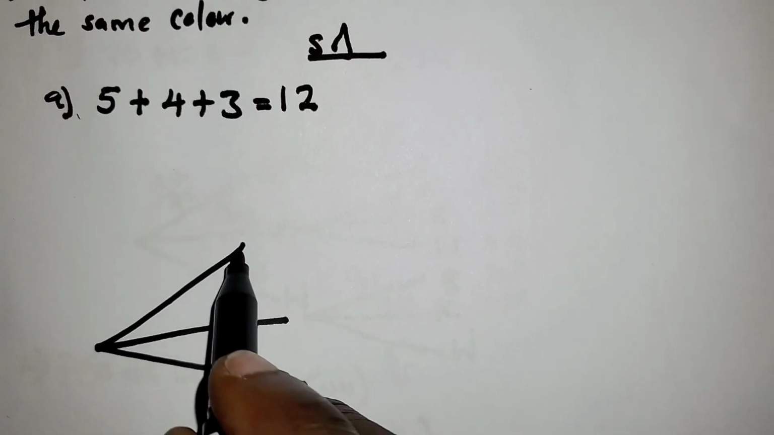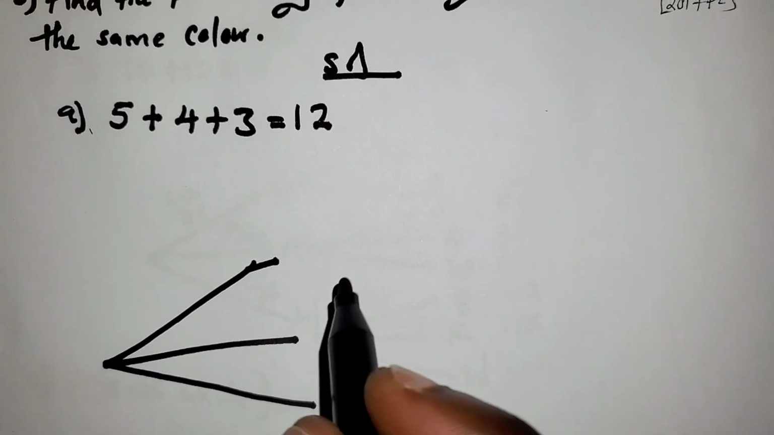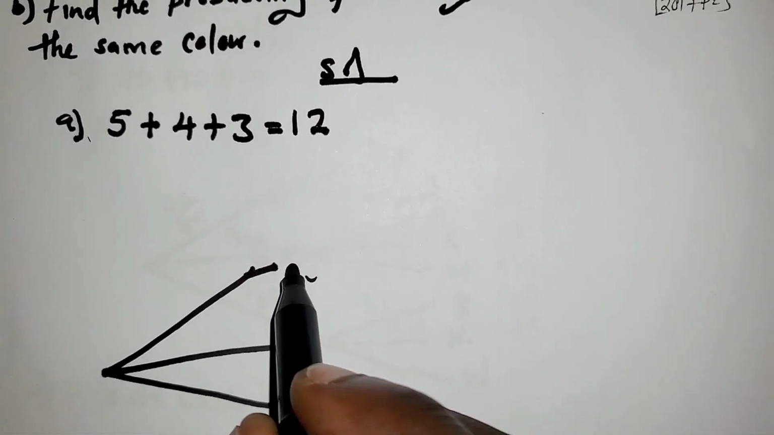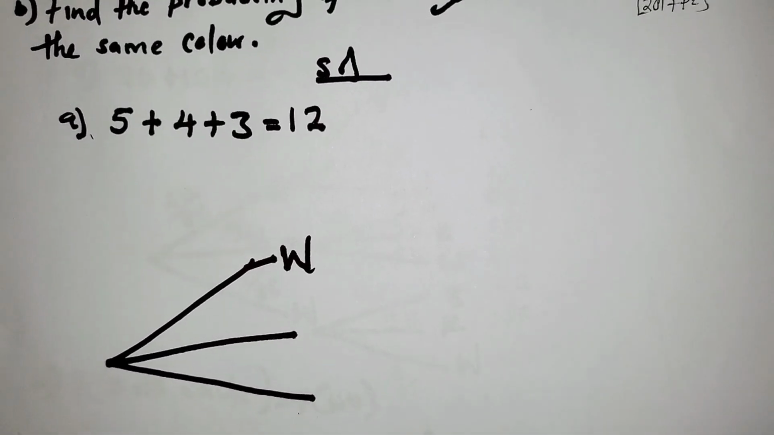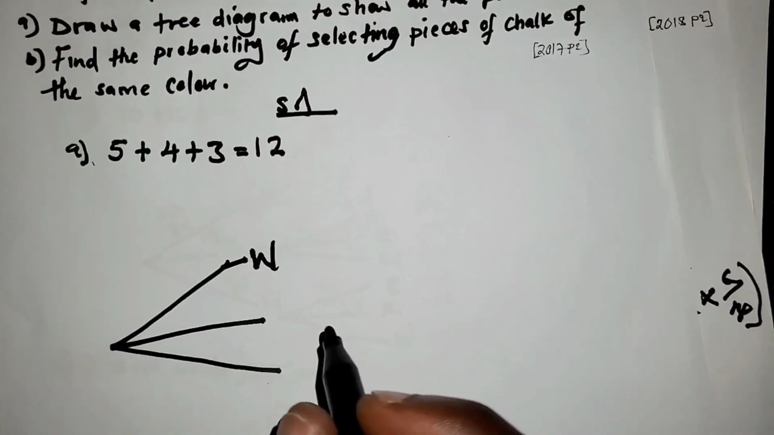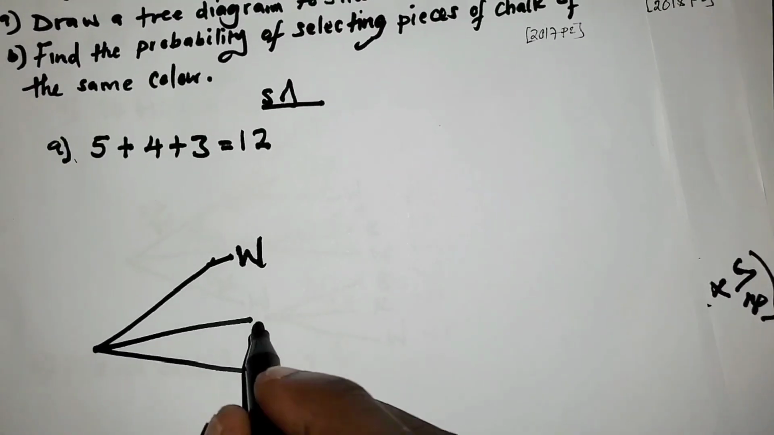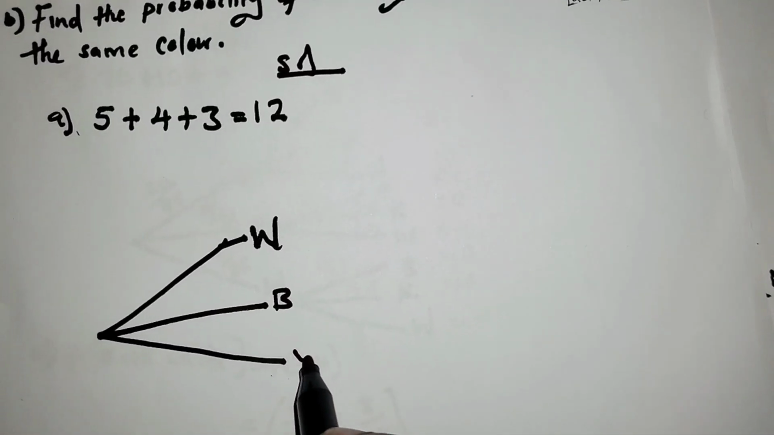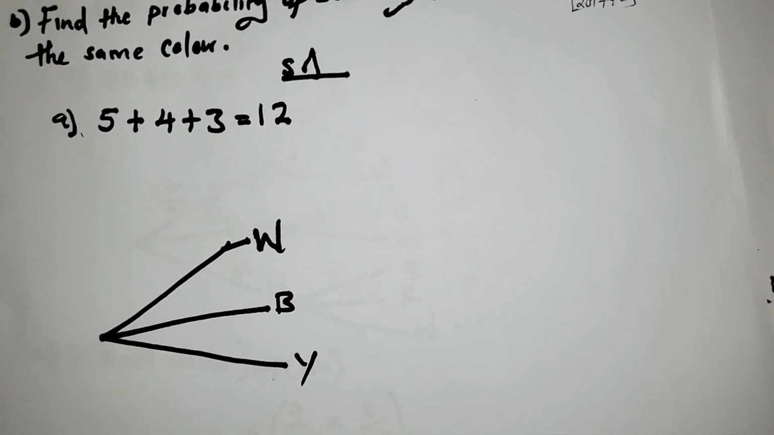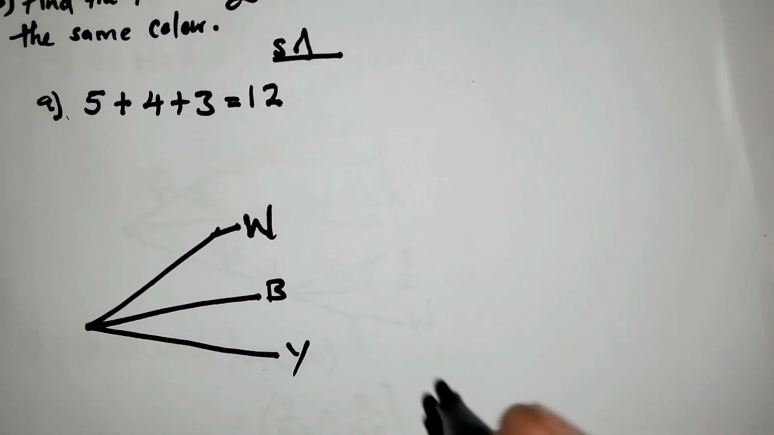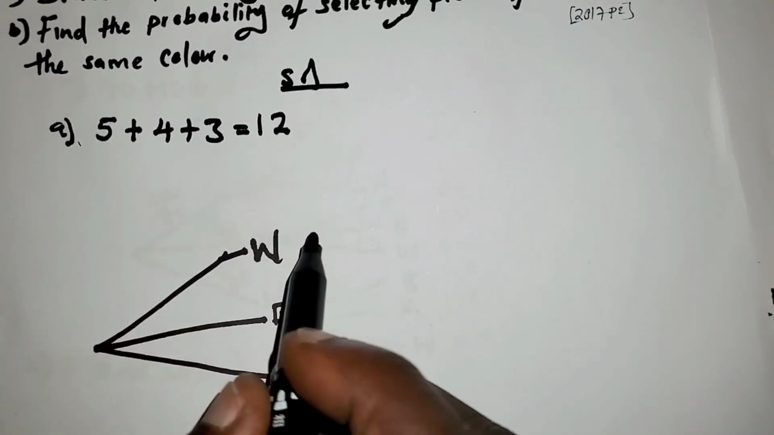It's going to have 3 branches. The first color is white, so I'm going to write W there. The second color is blue, so I'm going to write B here. And then the last one is yellow, so I'm going to write Y. Then this is the first picking.